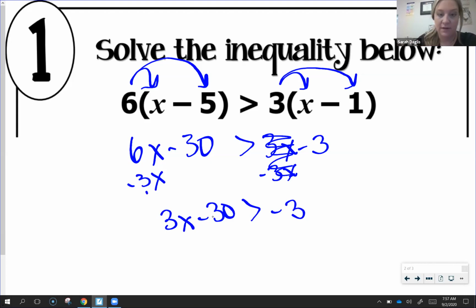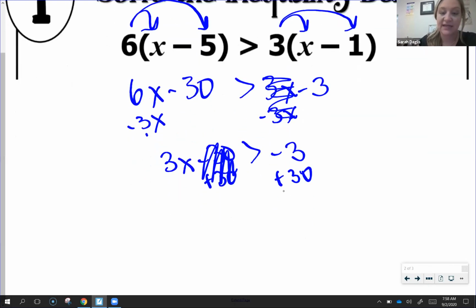All right. Now I'm going to move the 30 over. Since right now it's subtract 30, I'm going to make it add 30 to both sides. Because negative 30 plus 30 is 0, so we've moved it over. Negative 3 plus 30 gives me positive 27. So now we have 3x is greater than 27.